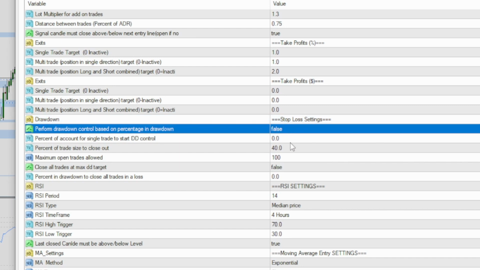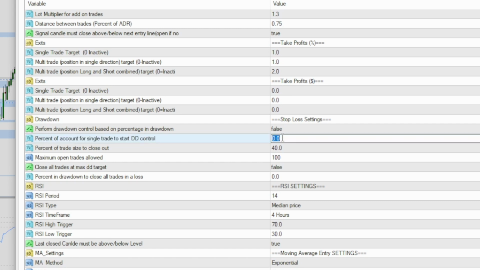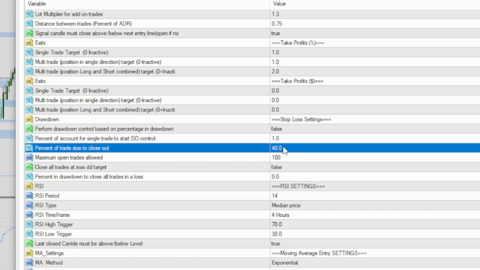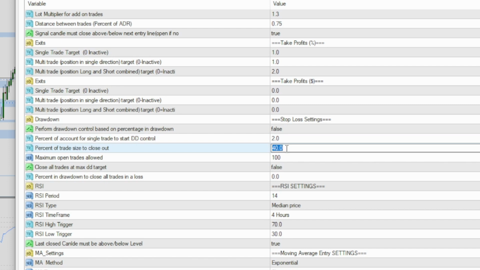If you have it off, you're a bit mad, but our first setting here is what percentage it's going to close off positions. So you can say that if the position's in 1% of drawdown, close off 40% of that trade. Or if it's in 2% of drawdown, close off 50%. Or if you want to have a stop loss, you can have 1 and close off 100% of that trade. That is pretty much just a stop loss.